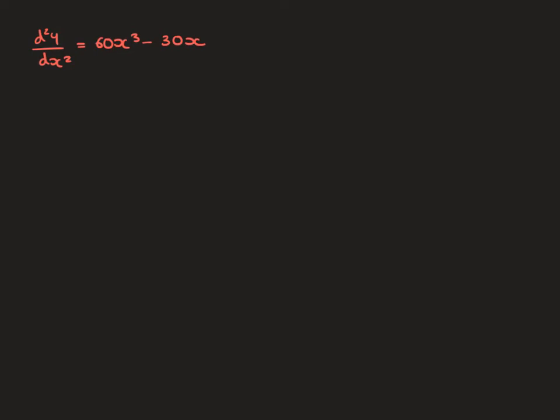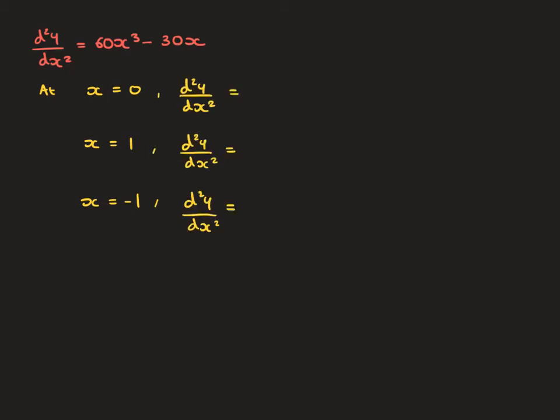And what we're going to do is now investigate the value of d2y by dx squared at the different stationary points. So x equals 0, x equals 1, and x equals negative 1. Let's evaluate the second derivative. So at x equals 0, I find that the second derivative is equal to 0, which means I will investigate this further. It's likely to be a stationary point of inflection, but we will do some further investigation to confirm this.